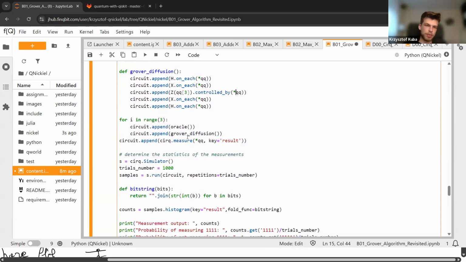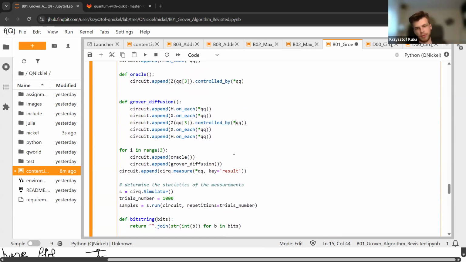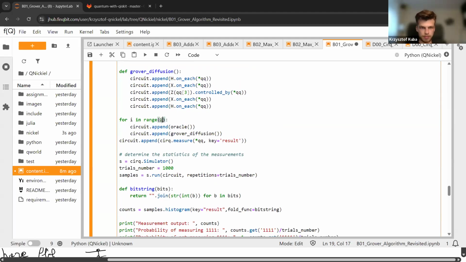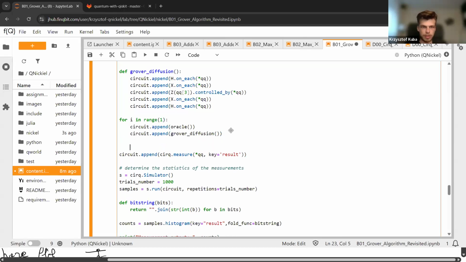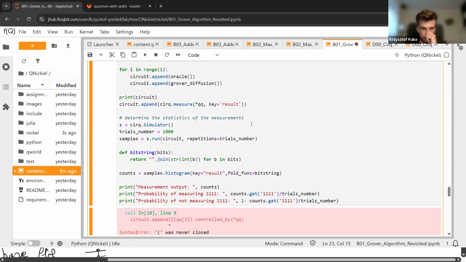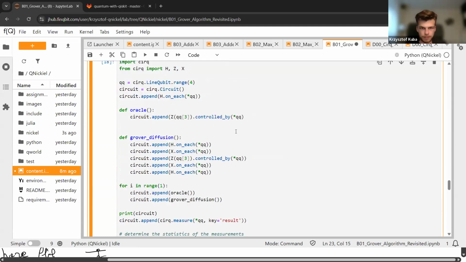And yeah, so because we have more states, we need to implement this algorithm more times. So that's why we have for E in range 3. But let's say, to try to print it to see if it's good, we'll only do 1. It was never closed. Okay, why is that? I know why.